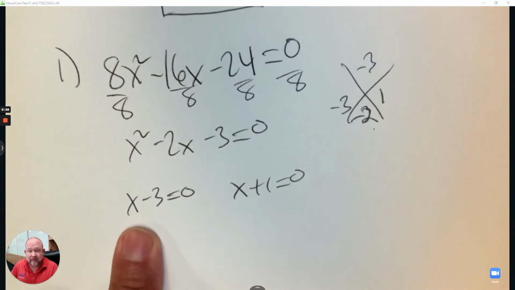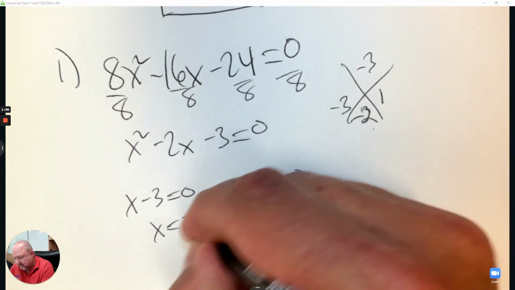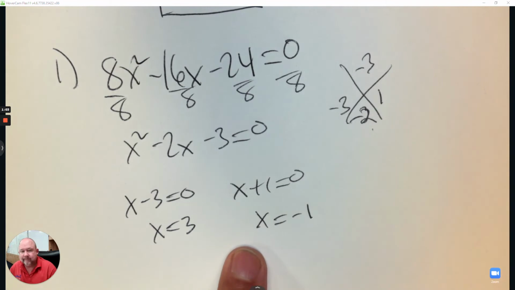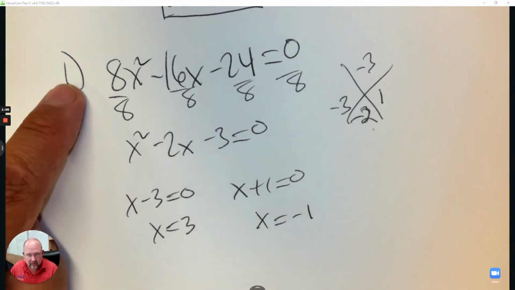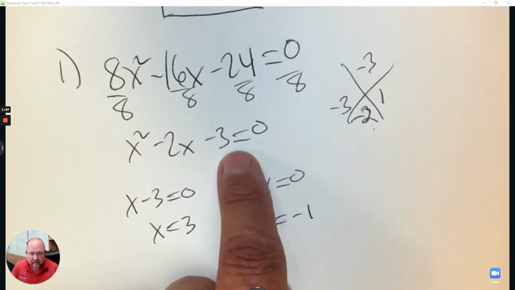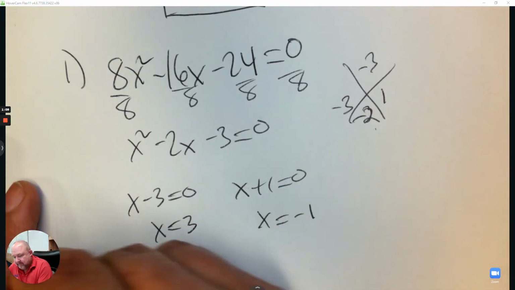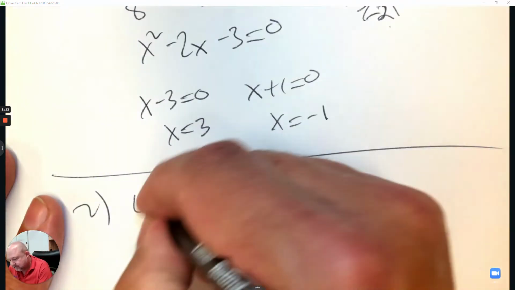So x minus 3 equal to 0, add 3 and you have an answer; x plus 1 equal to 0, subtract 1 and you have an answer. So your first question is like this, where you have to divide to reduce it down, then factor and solve it. The second question is like this.